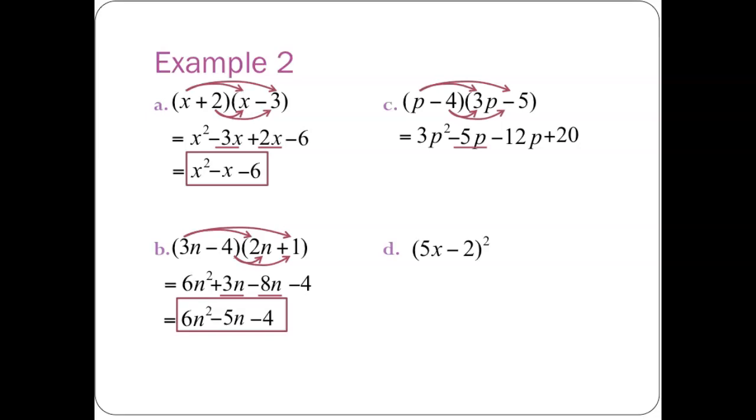Now the negative 5p and the minus 12p can be combined. So this becomes 3p squared minus 17p plus 20.